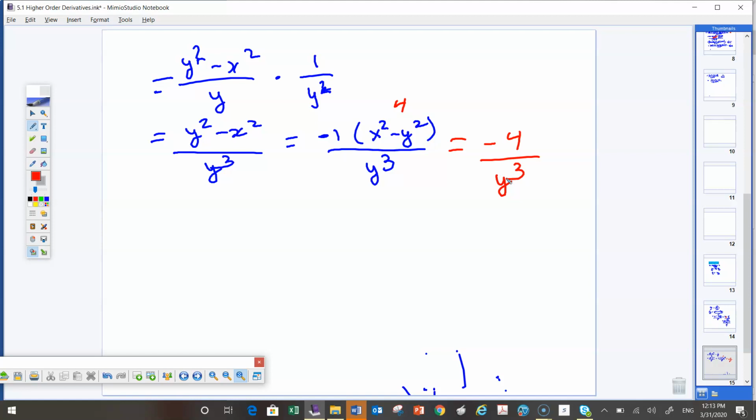Quite often when we do the second derivative using implicit differentiation, we end up with a version of the original question somewhere in my final answer. Not always, but quite often.